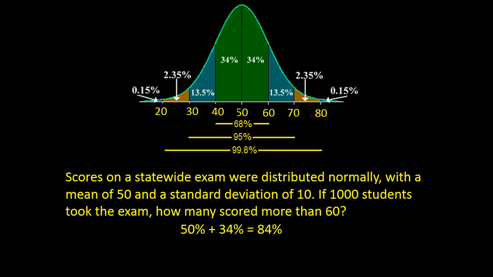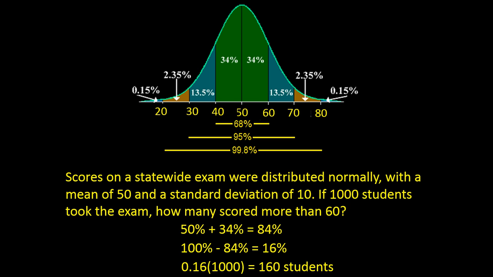Since 100% of all the scores are within this bell curve, then we know that 100% minus the 84% that's less than 60 would have to be the percent that's greater than 60. So 16% of these students scored more than 60, and 16% of 1,000 is 160 students.